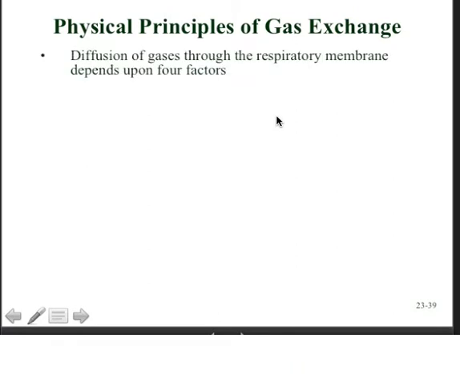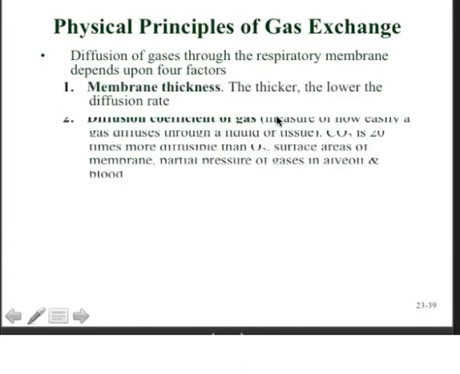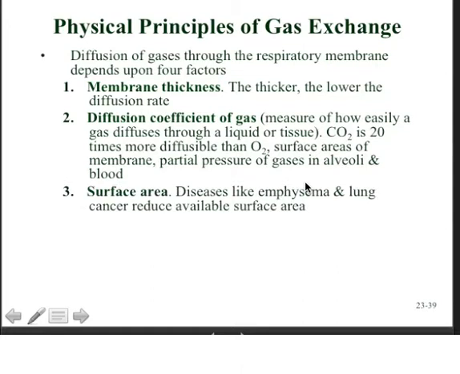Okay, so what are the physical principles that govern gas exchange? Well, diffusion of gases through the respiratory membrane depends on the thickness of the membrane. Obviously, the thicker, the less efficient the exchange is going to be. The diffusion coefficient of the gas, which is a measure of how easily it passes through a liquid or a tissue. Carbon dioxide is 20 times more diffusible than oxygen, and the surface area of the membrane, the partial pressure of the gases in the alveoli, and the blood all are going to play into this diffusion coefficient.